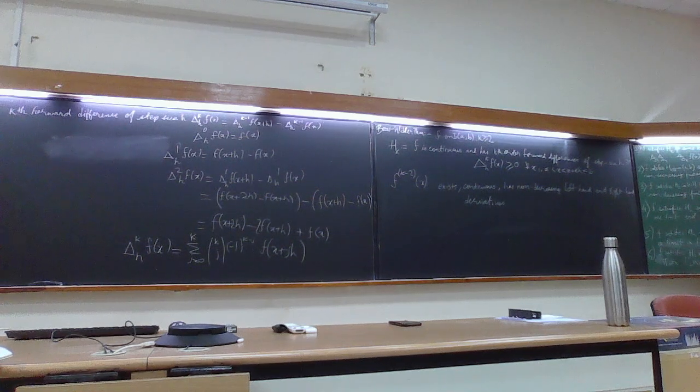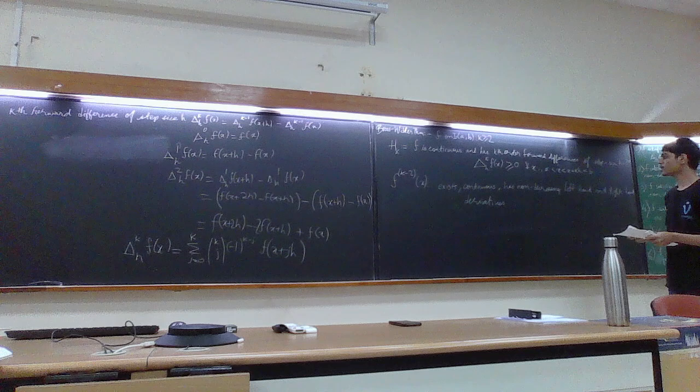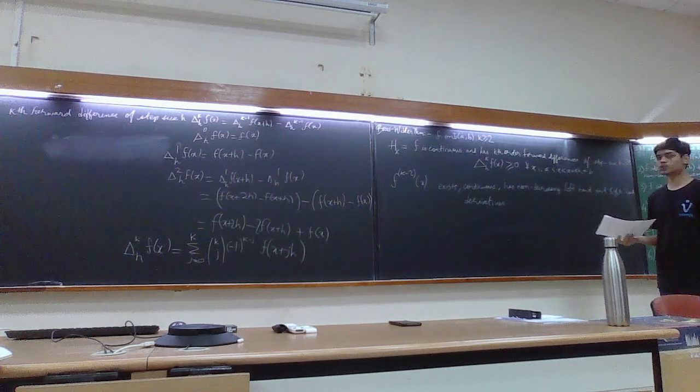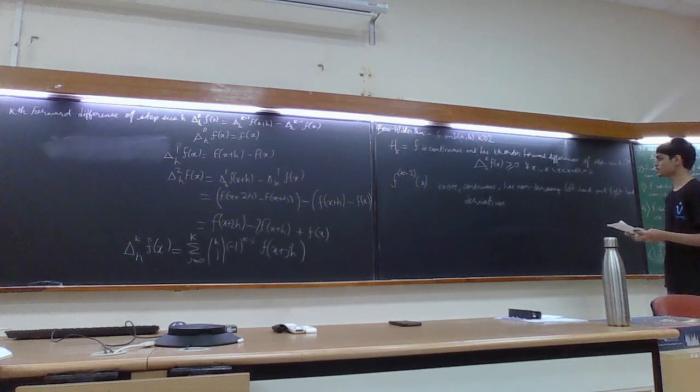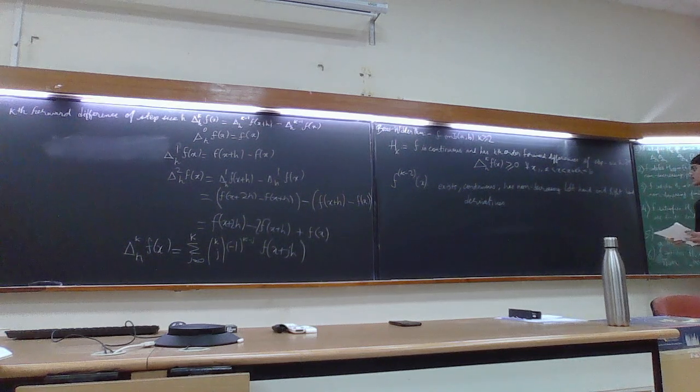So this is what the theorem says. If you have a function defined on an open interval (a, b), then the k minus 2th order derivatives exist, they are continuous, and it does not say anything about the differentiability of the k minus 2th order derivative. It just says that the left hand and right hand derivatives of this function, the k minus 2th order derivative, are non-decreasing.